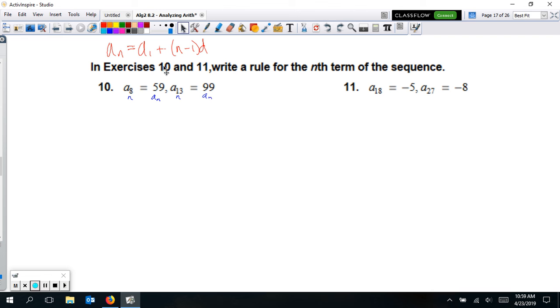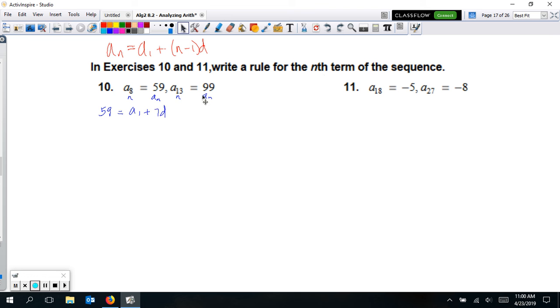Plug this in, make 2 equations, and now we would have what's called a system of equations, and we've done these before. So if I start with this first one here, a of n is 59, so I could start with that. So I'm going to say 59 for the a of n is equal to a of 1. I don't know that here yet, so then I'm going to say plus n minus 1. Well, 8 is n. 8 minus 1 is 7. So it's going to be 7 times d. So it's going to be plus 7d.